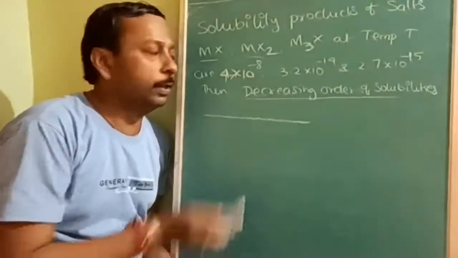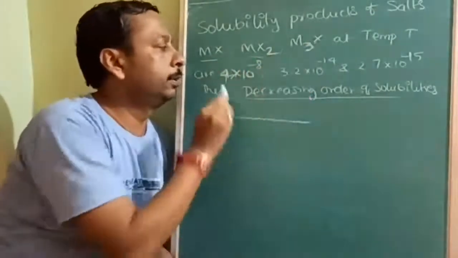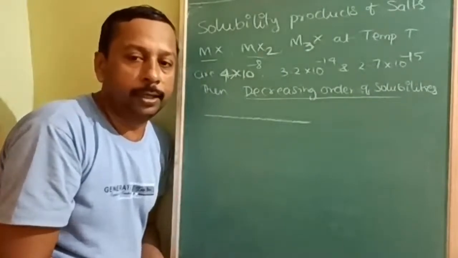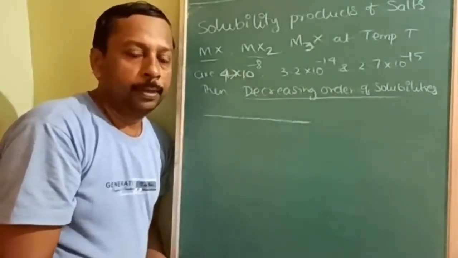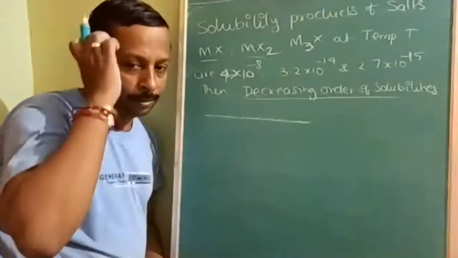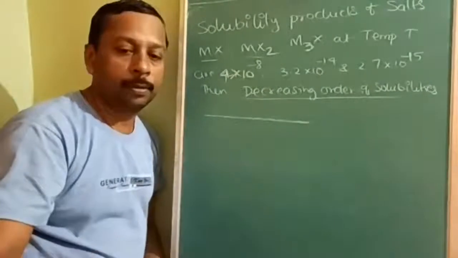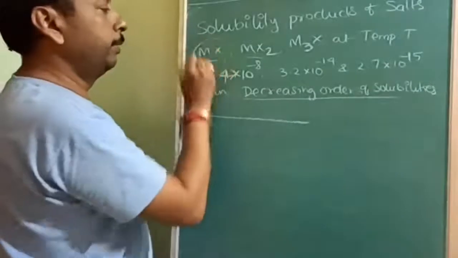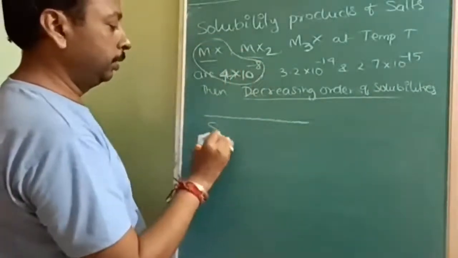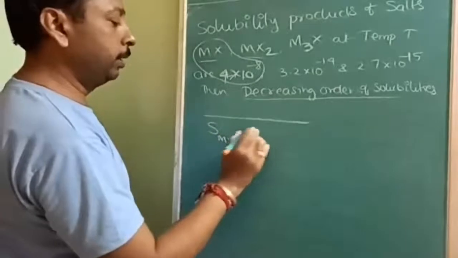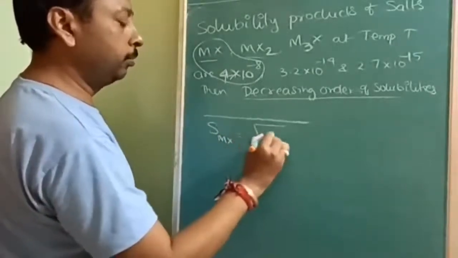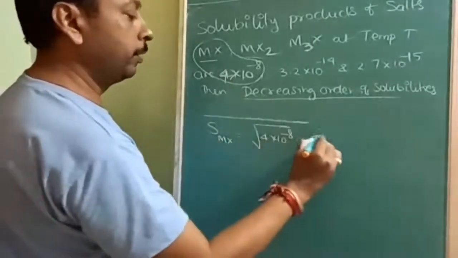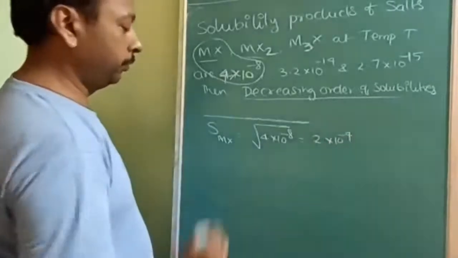Three salts of different types: MX, MX2, M3X. Solubility products are given. You arrange the solubility. You can find out and arrange them. Okay. See, I am explaining. First, MX type. For MX type, S of MX will be simply the square root of 4 into 10 to the power of minus 8, because Ksp is S squared. So it will be 2 into 10 to the power of minus 4 for MX.